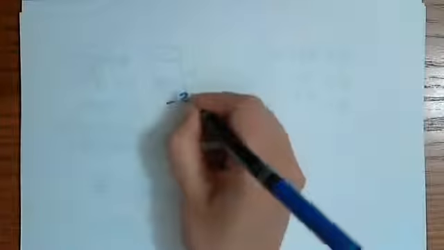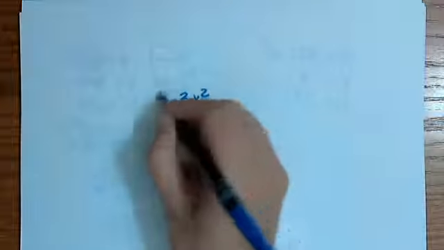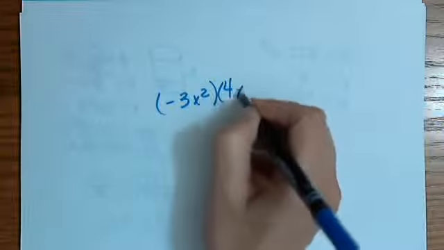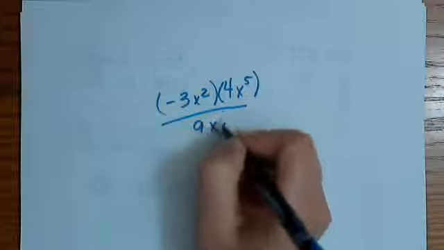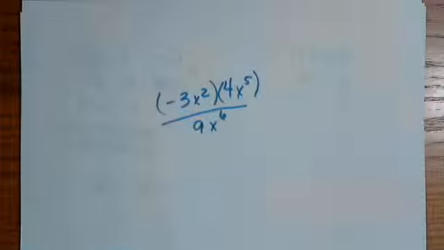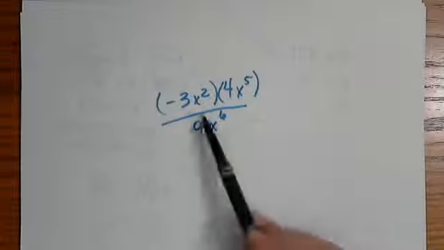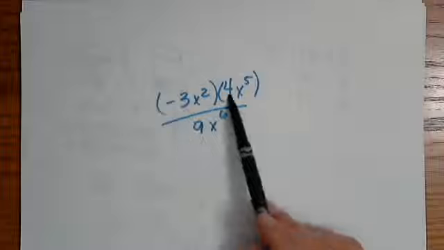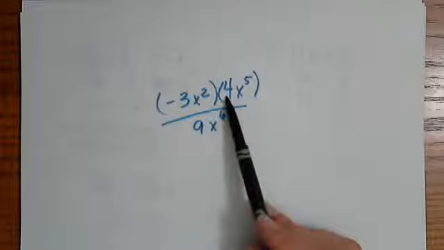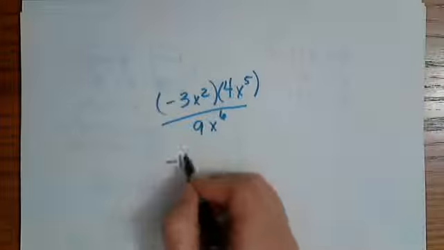We are going to go down to the next example on page 685. It says, which expression is equivalent to negative 3x squared times 4x to the 5th, all divided by 9x to the 6th. Okay. Well, let's look at the numerator and figure out what we can simplify here. I've got a negative 3 and a 4. If I multiply those together, what do I get? I sure hope you said negative 12.